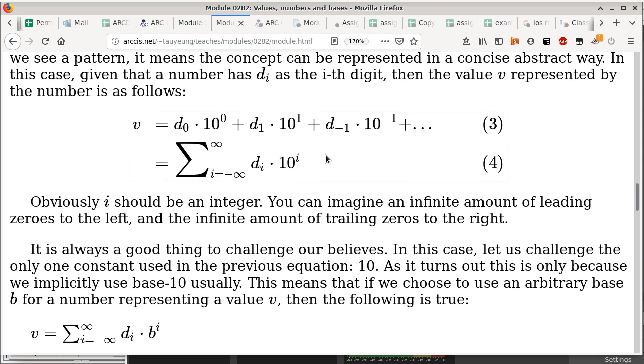Questions about the sigma notation? It's a summation notation.